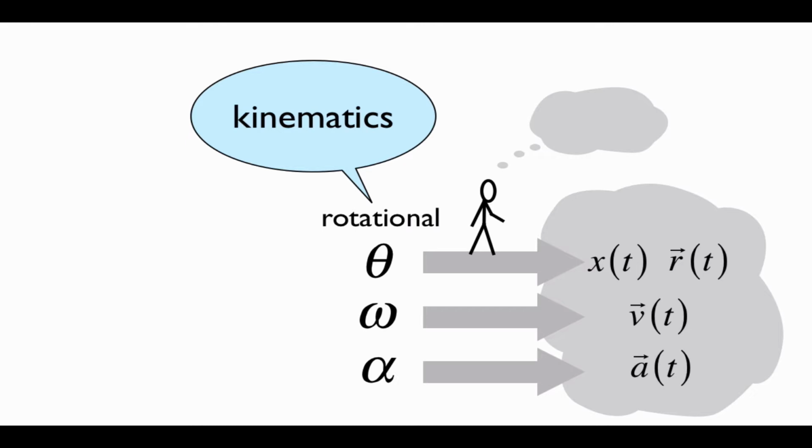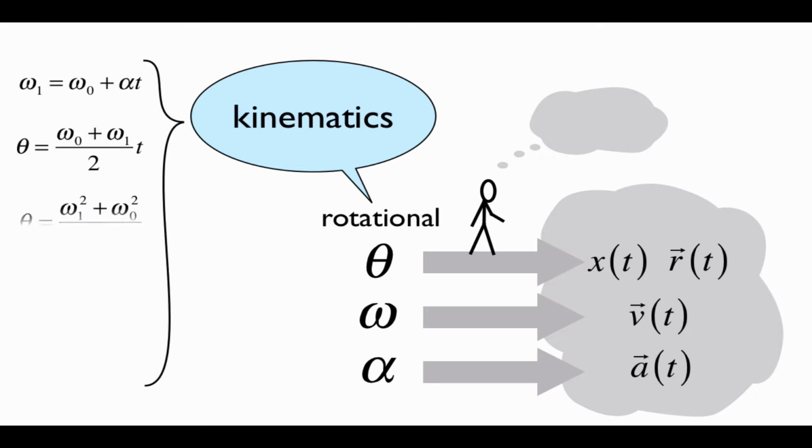And if we have a situation where alpha isn't changing over time, we can connect up these quantities with a set of kinematics equations that look exactly like 5 old friends of ours, except they're written in Greek.